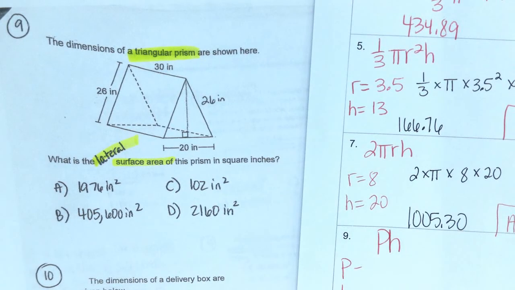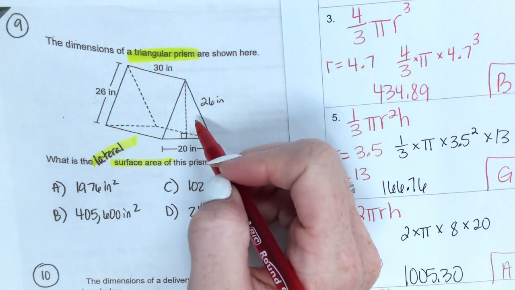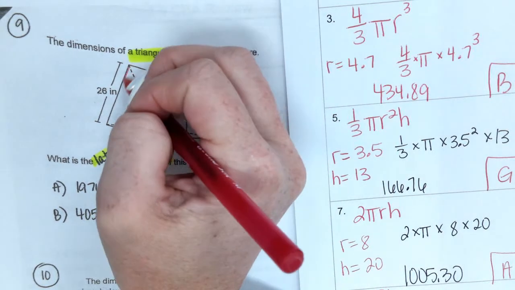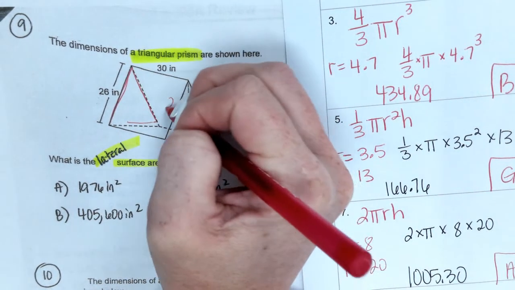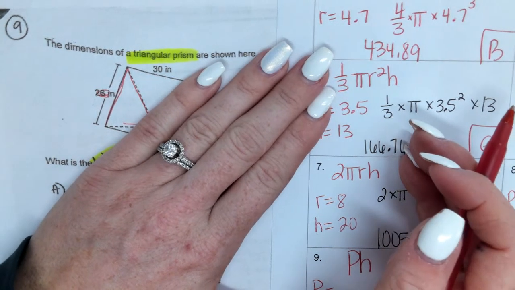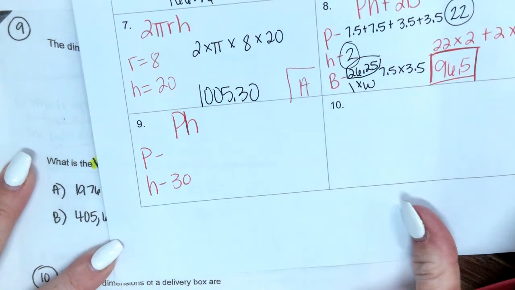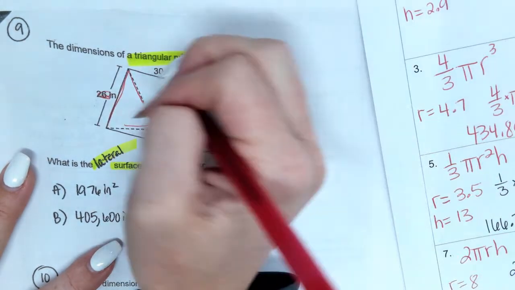Now, I want y'all to think, this one was missing the height, wasn't it? Okay, so the height can never come from the triangle. So this is part of the triangle, yes? So that 26 goes here. So if I cover the triangle, what's the height? 30. Will I ever use that again? No. Mark it out.